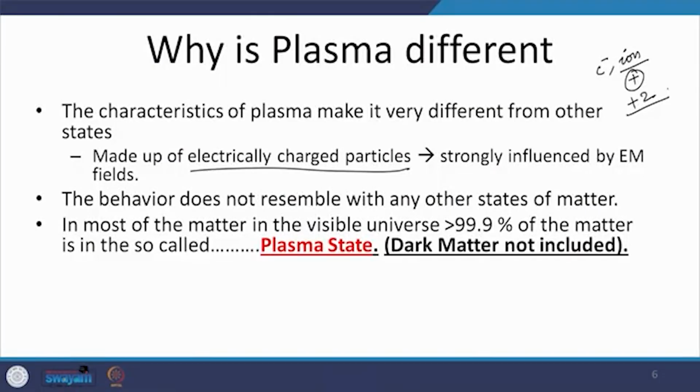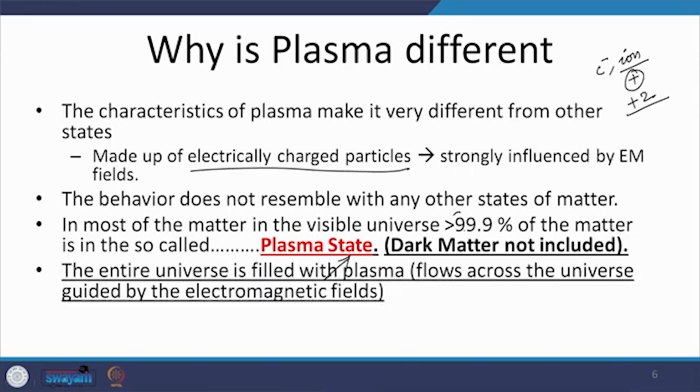So, in most of the matter in the visible universe, so we are not talking about the dark matter, in the visible universe, 99.9% of matter is said to be existing in plasma state. So, this is important, 99.9% of the visible universe, right. So, we can safely say that the entire universe is filled with plasma, which flows across the universe guided by the electromagnetic fields existing in space. So, plasma is flowing everywhere, it is there everywhere.